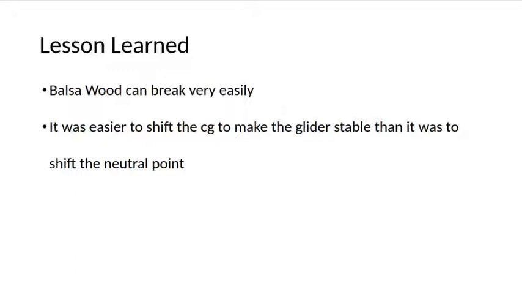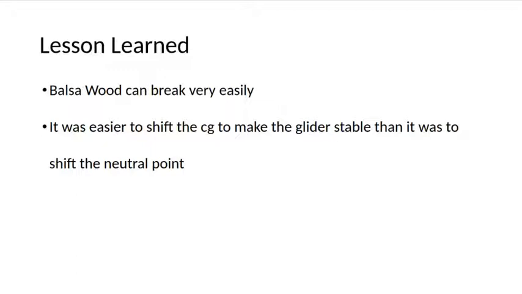We also learned that it was easier to shift the center of gravity to make the glider stable than it was to shift the neutral point, and that's because we used a flat plate as our tail, and it is not a very effective lifting surface. If we were using different types of airfoils as our tail, we probably would have been able to shift that neutral point back a lot easier.